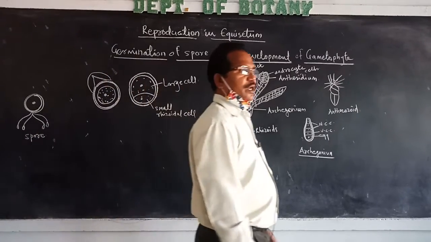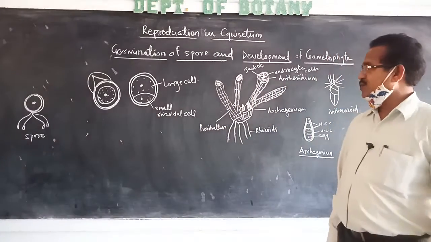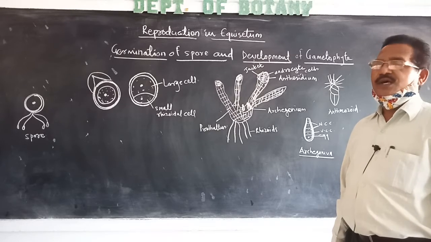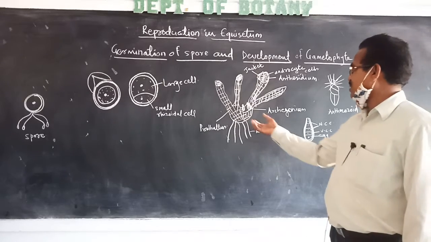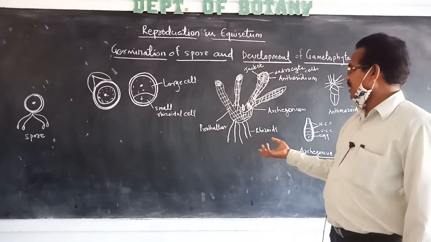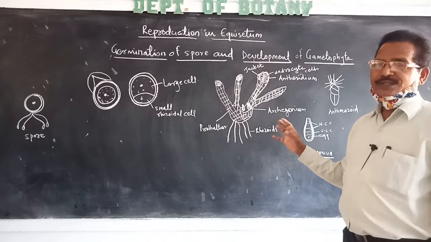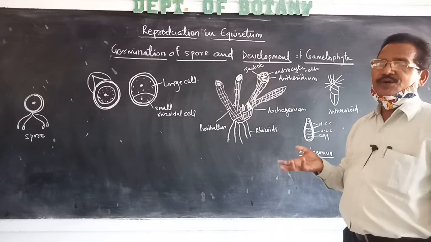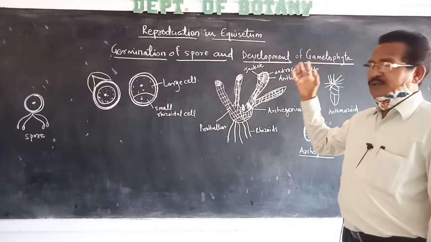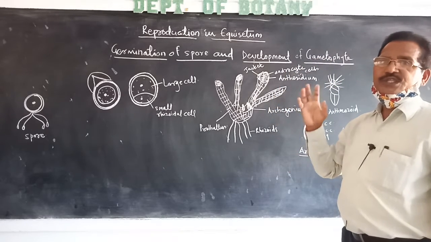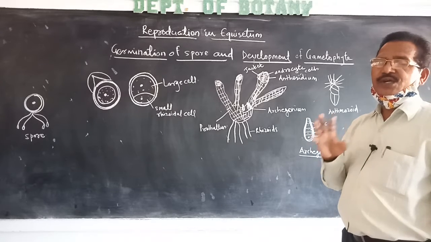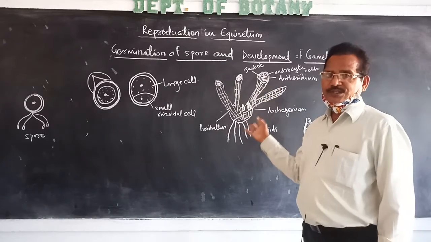If the conditions are favorable, it gives rise to the circular type of prothallus, while when the conditions are unfavorable, it gives rise to a filamentous prothallus structure. And on this prothallus, male and female sex organs develop. Means it is a monoecious species. Both male and female sex organs develop on the same prothallus.